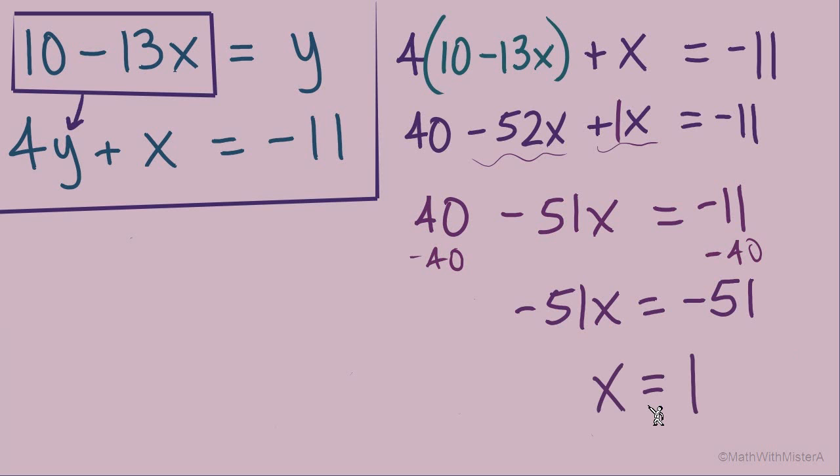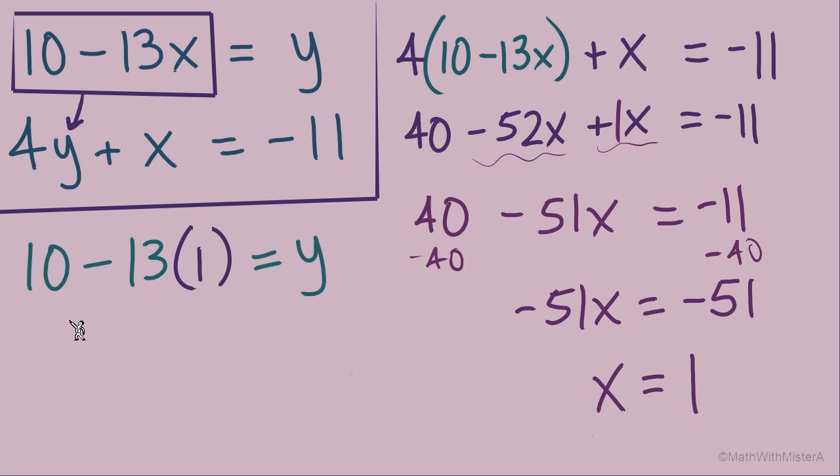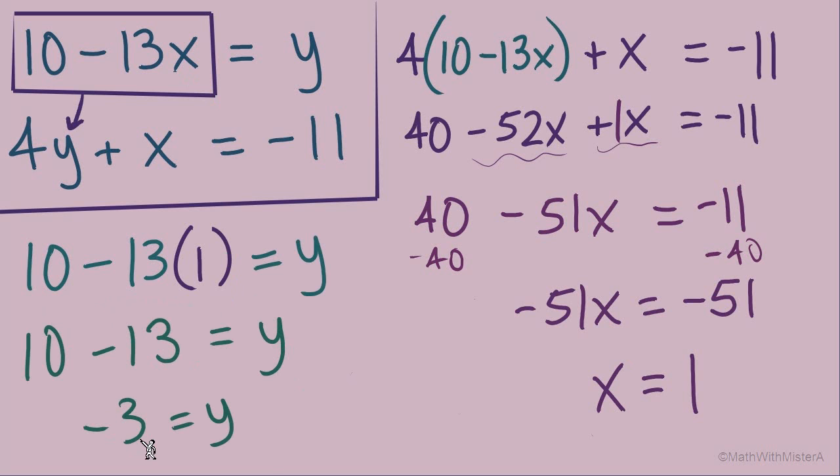Now let's find what our y value is. Let's take x equals 1, and we'll be plugging it in right up here. 10 minus 13x equals y, so 10 minus 13 times 1 equals y. And our order of operations will take us to 10 minus 13 equals y, and that's negative 3 equals y. And if you ever felt a preference of always seeing the variable on the left side, you're free to flip-flop sides of an equation.